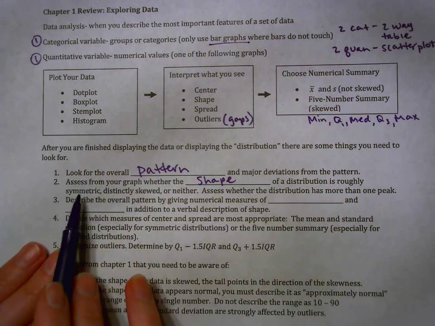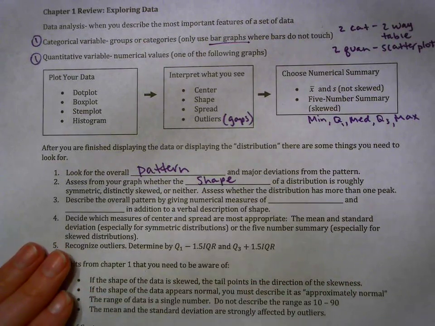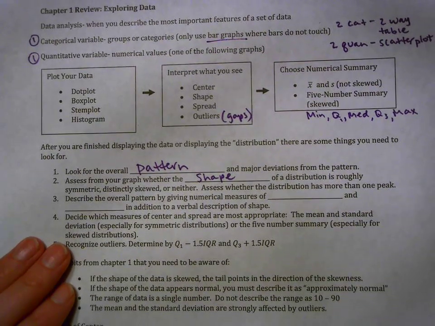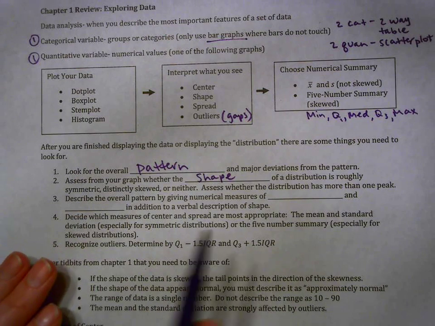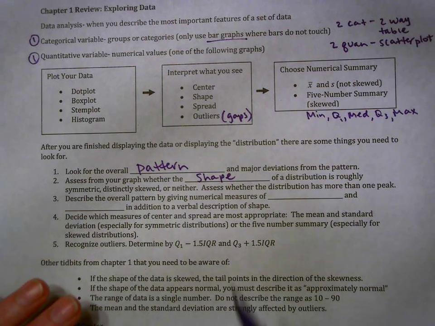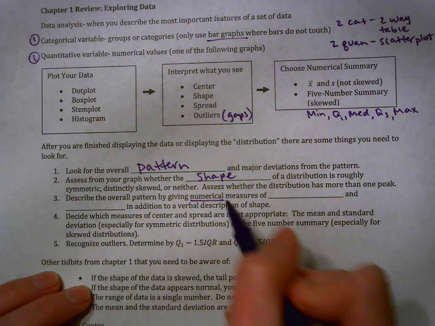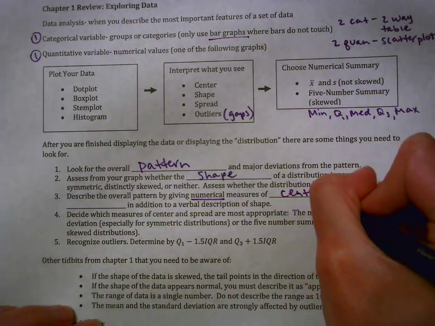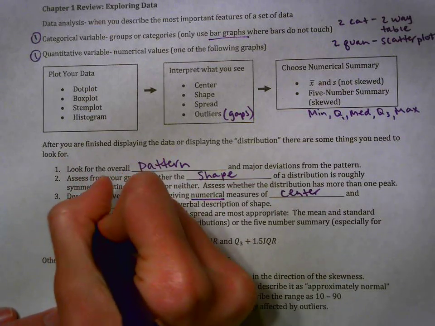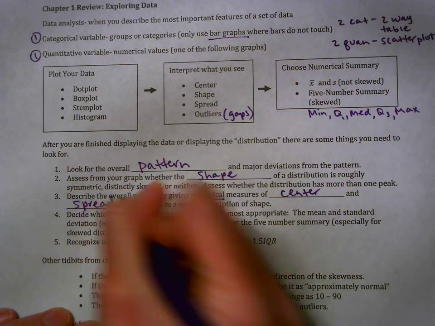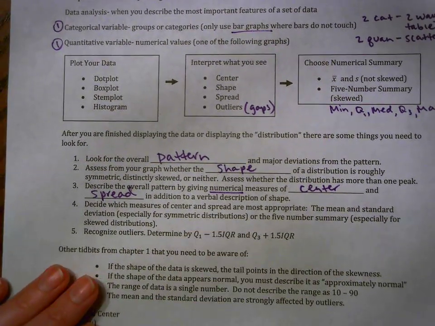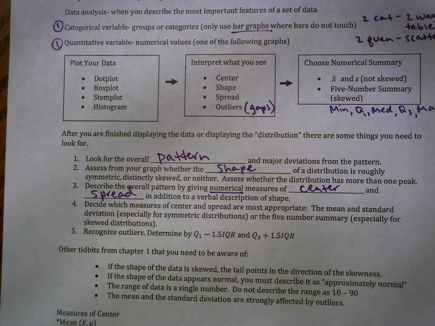So you determine the shape. Is it going to be roughly symmetric or skewed or neither? And then you assess if it has more than one peak, which is what I was just talking about. Then after you determine the shape, you're going to describe the overall pattern by giving numerical measures. You need to actually give numbers when you talk about the center and the spread, in addition to that verbal description of your shape. And then you decide which measure of center and spread is most appropriate based on the shape.